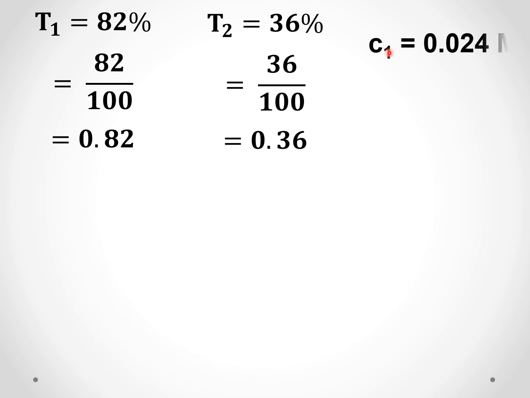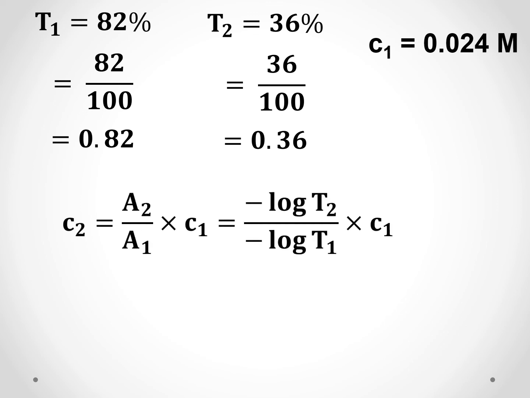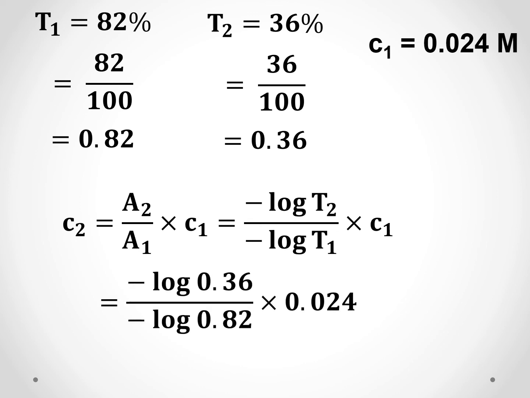Substituting that value, here C1 is 0.024, then you will get C2 is A2 by A1 into C1, that is minus log T2 by minus log T1 into C1. Substitute the values, and once you calculate, you will get the final answer, 0.1235 molar. So these are the different types of numerical problems that can be asked for your exam.